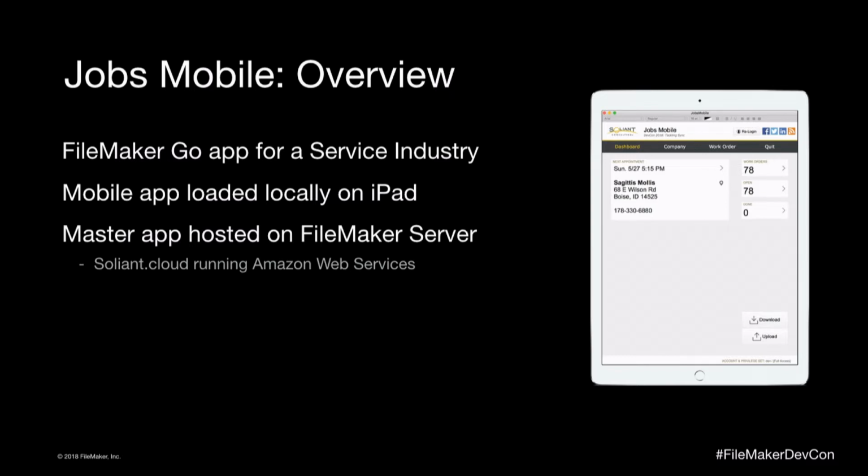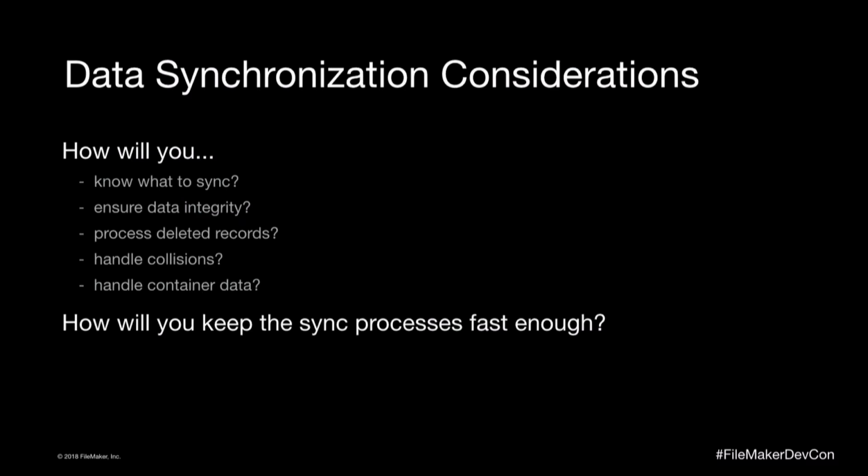So to start off with, Jobs Mobile. Jobs Mobile is our file that we're going to deploy to an iPad. It could also be deployed to a phone, or even to a laptop. Laptops can be remote devices, and they had been for a long time before we had iPads. So the mobile app is on the iPad. There's a master app up on our hub, which is a FileMaker server. Our FileMaker server is on a Selient Cloud server, which is on Amazon, and we'll be live connecting to it.